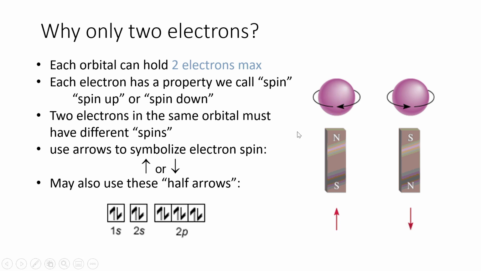Some things we should know about spin is that two electrons in the same orbital must have different spins. And we will write something like this down here. We call these orbital diagrams to show where the electrons exist within atoms. With these orbital diagrams, we use arrows to represent electrons. Each electron is an arrow, and those arrows will either point up or point down, to represent that they can have either spin up or spin down.